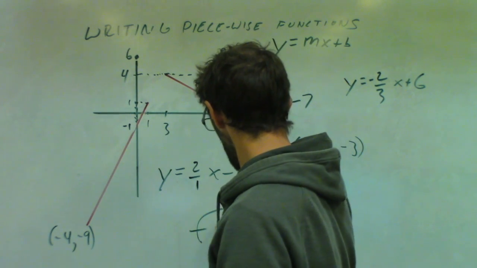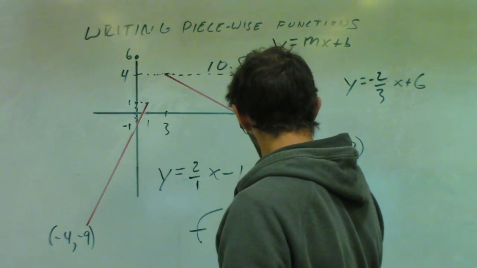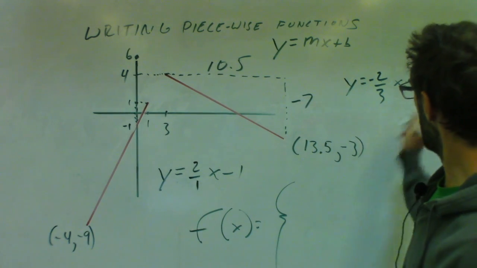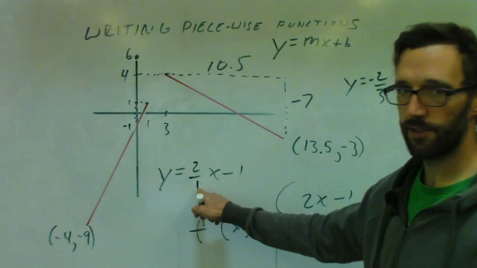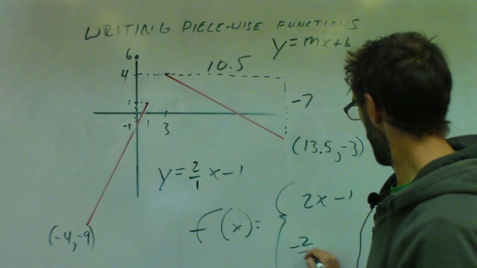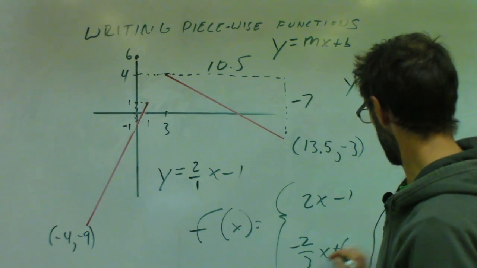We're going to do f of x equals, whoop, big brace. We write the equations: 2x minus 1, I'll just write it as 2x now, and -2/3 x plus 6.